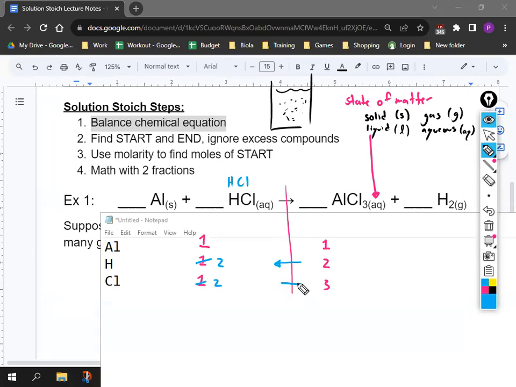All right, now we need to fix up the Cl's. So we have to add HCl, but if we do that, you guys are going to notice that it's going to mess up your hydrogens as well. So your hydrogen is going to go to 3 and 3. All right, so far so good with the balancing?